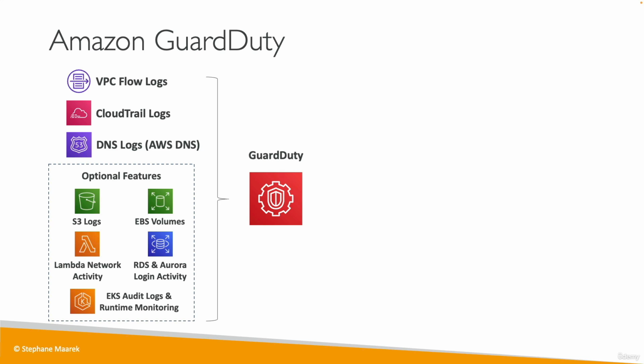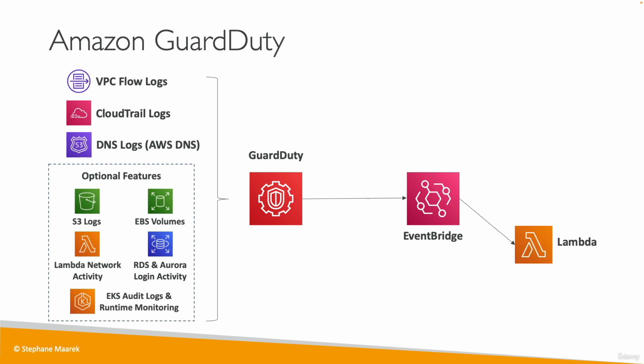And so from all these things, then GuardDuty can generate findings. And if these findings are detected, an event is created in Amazon EventBridge. And therefore, from EventBridge, thanks to rules, we can trigger automations, for example, using Lambda functions, or send notifications, for example, using SNS.